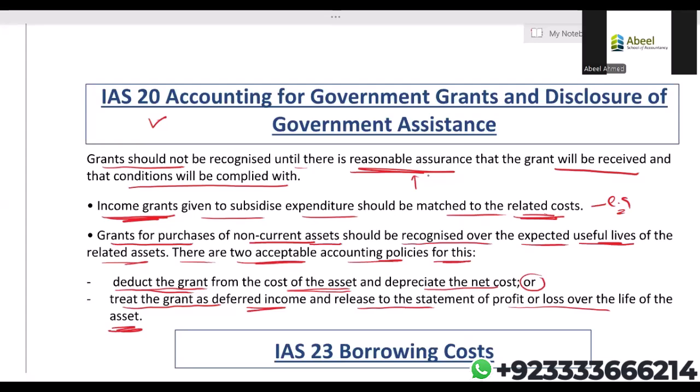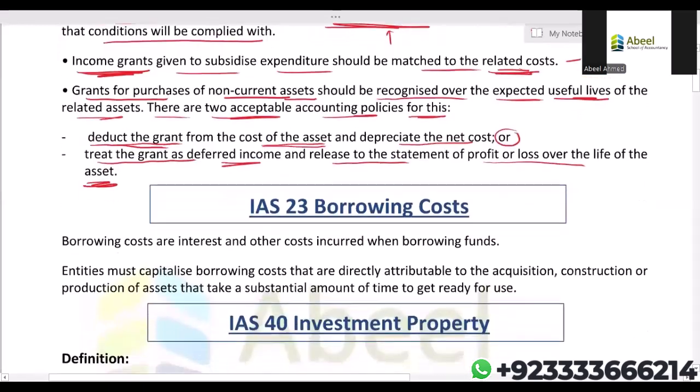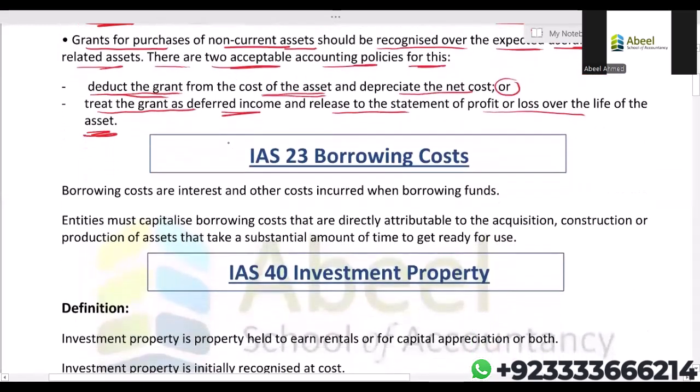So I just want to make one point clear. It is not the case that you will not start IAS 20 until you have received the grant. IAS 20 is applicable when there's reasonable assurance you are going to get the government grant. It means IAS 20 is applied the day there's reasonable assurance you will be getting a government grant and the conditions will be met. Okay, now come here. IAS 23.